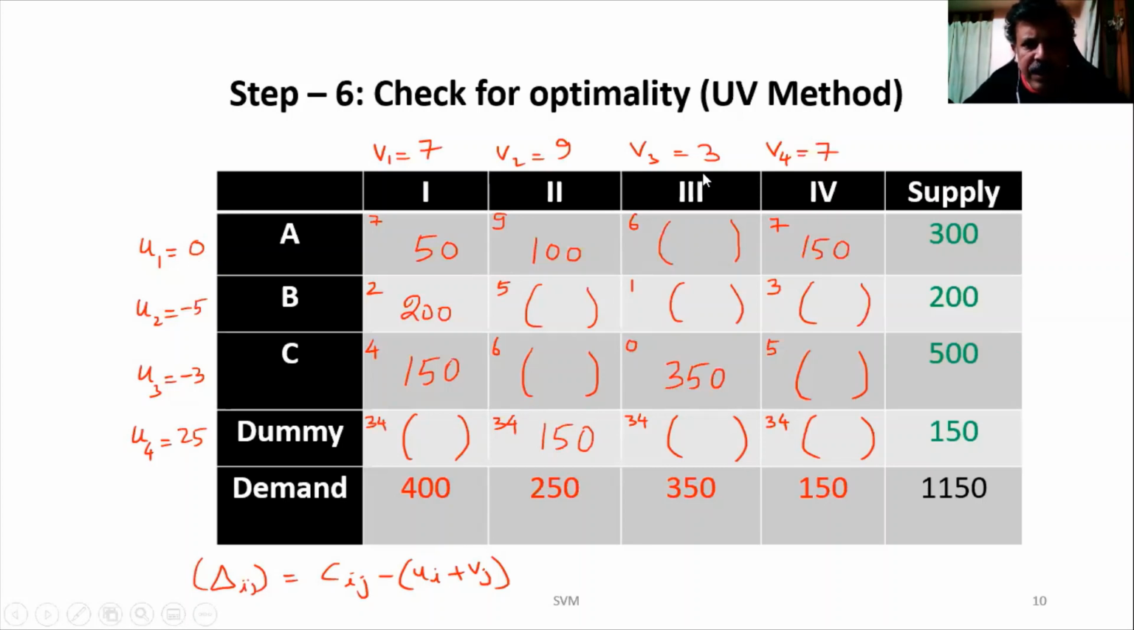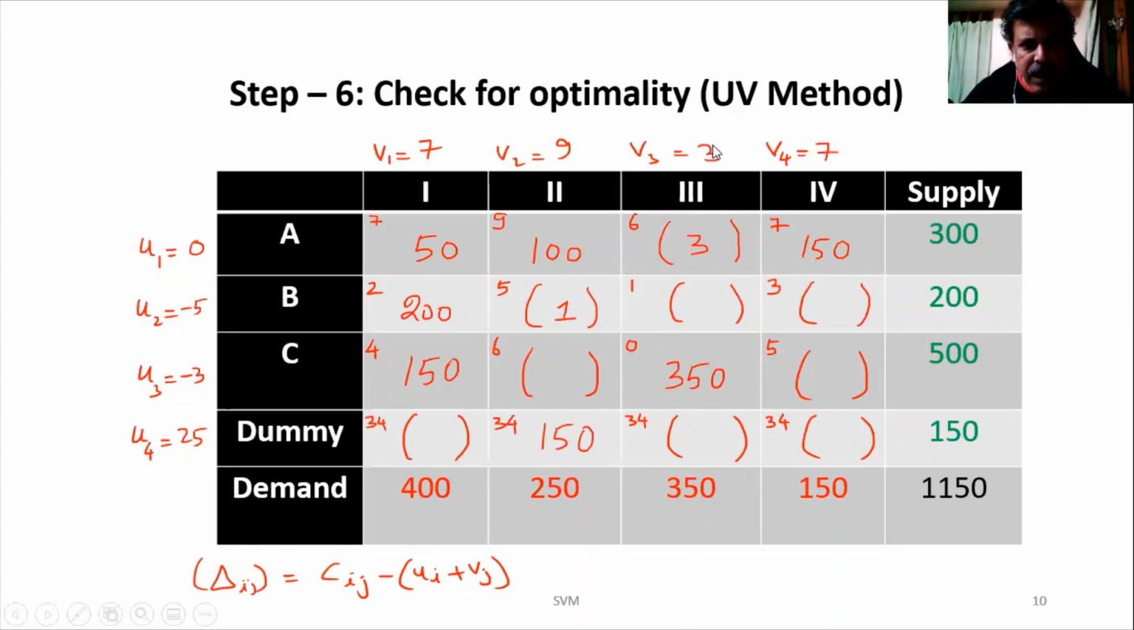That is 0 plus 3. It is 3. Then it has to be subtracted from the cost. That is 6. So 6 minus 3 becomes 3 only. Then here 9 minus 5. 9 minus 5 is 4. Then I have to subtract that 4 from this 5 to get 1.